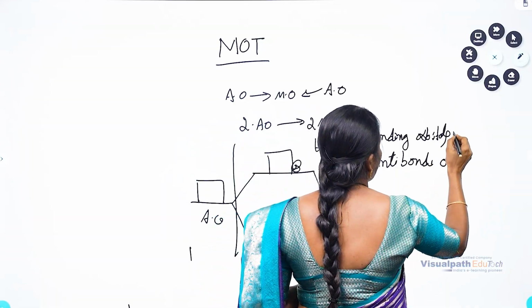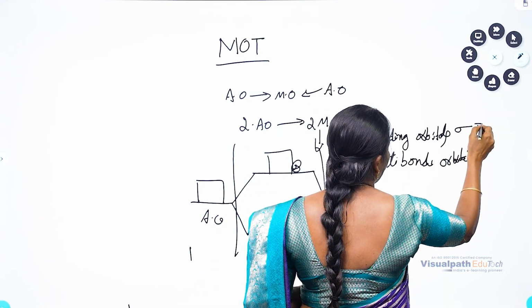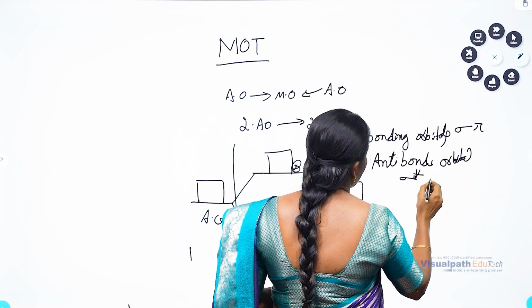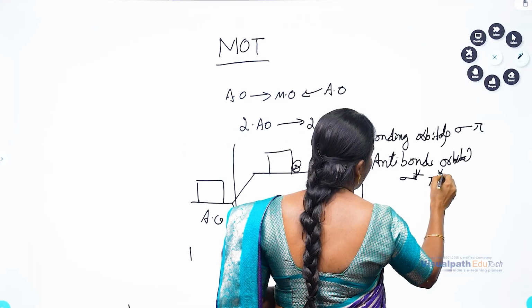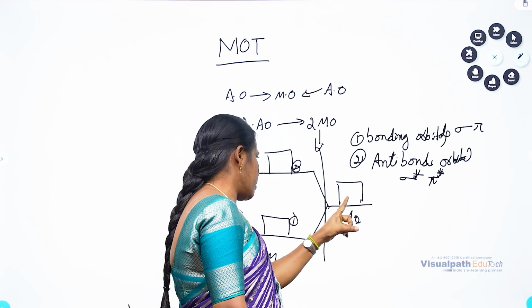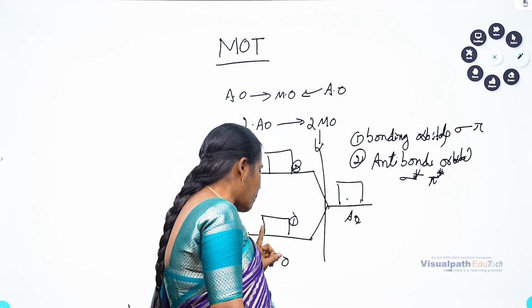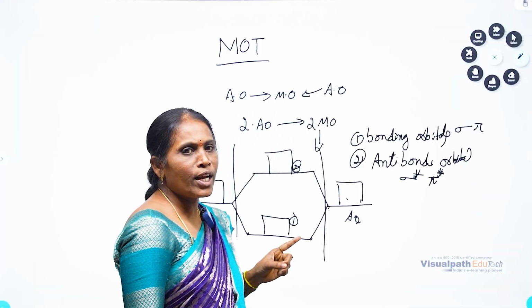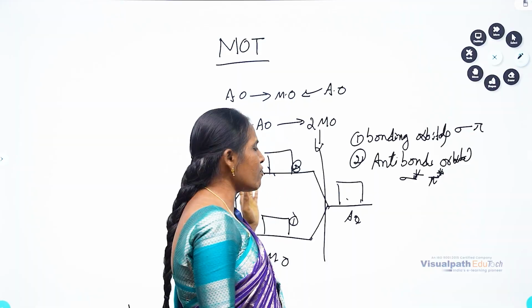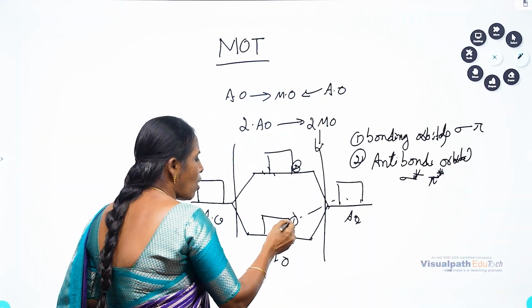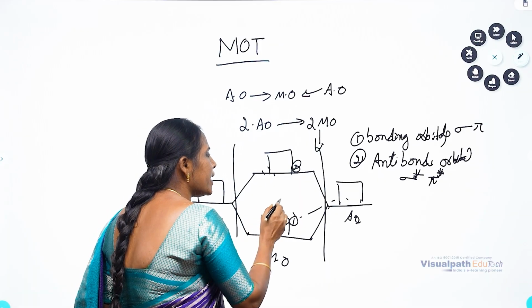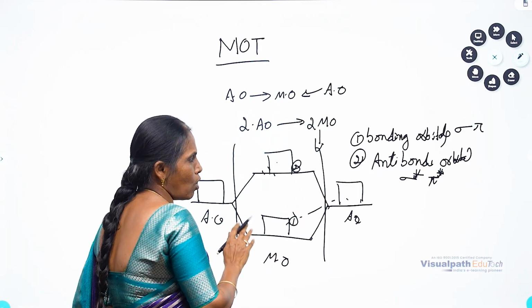Generally, these bonding orbitals are represented by using sigma and pi. And the anti-bonding is represented by using a star symbol. Sigma star and pi star represent the anti-bonding orbitals. So first the electrons enter into the bonding. After completely filling the bonding, only then the remaining electrons enter into the anti-bonding. Okay, clear? First the electrons enter into bonding. After completing the filling of the bonding, then only the remaining electrons enter into the anti-bonding.